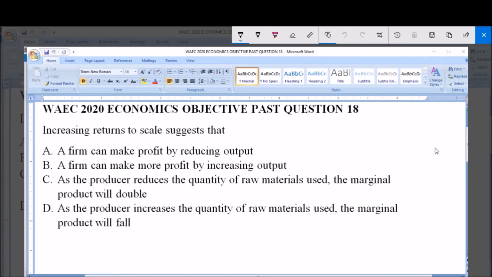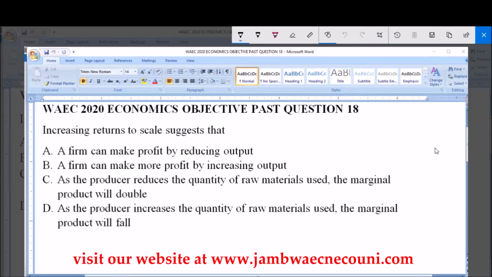Increasing returns to scale suggests that: A, a firm can make profits by reducing output. B, a firm can make more profits by increasing output. C, as the producer reduces the quantity of raw materials used, the marginal product will double. D, as the producer increases the quantity of raw materials used, the marginal product will fall.